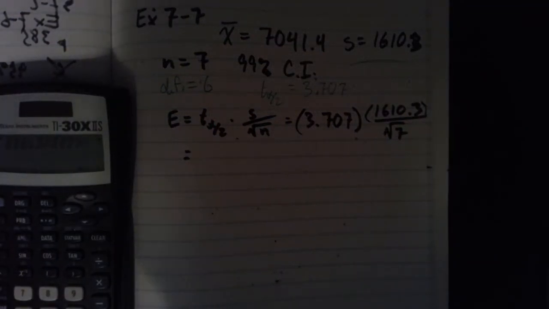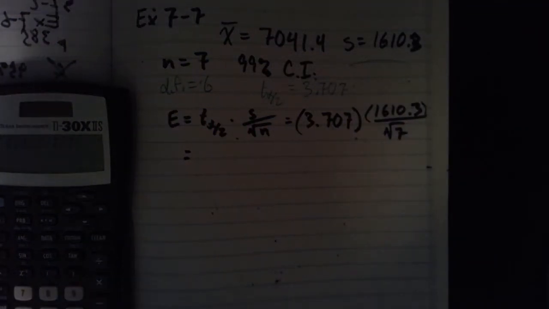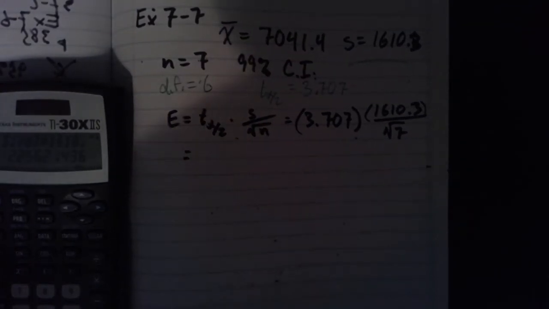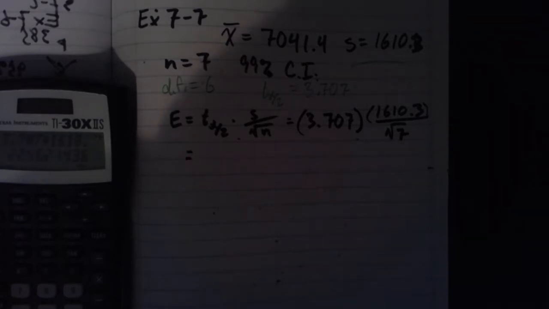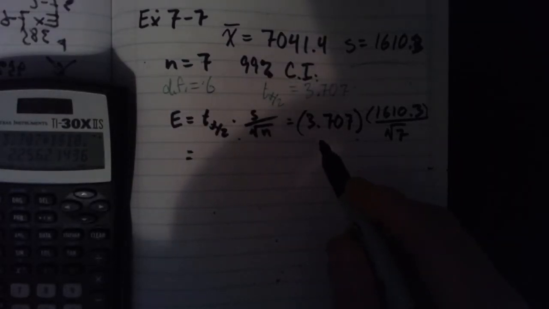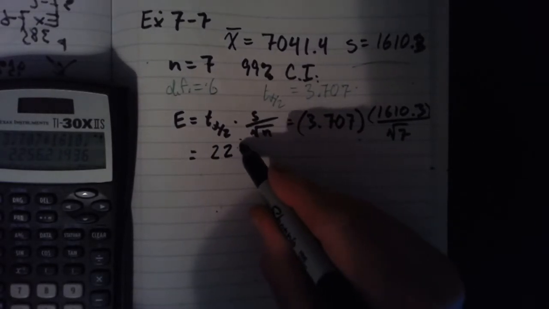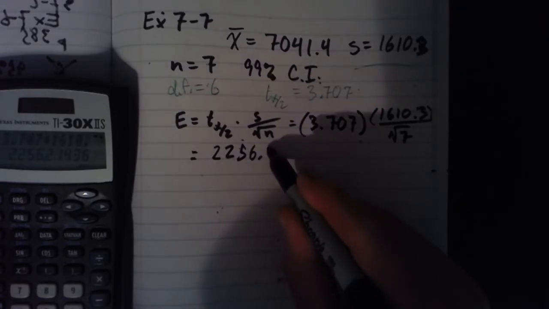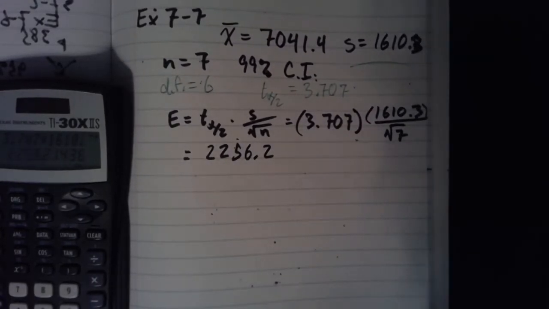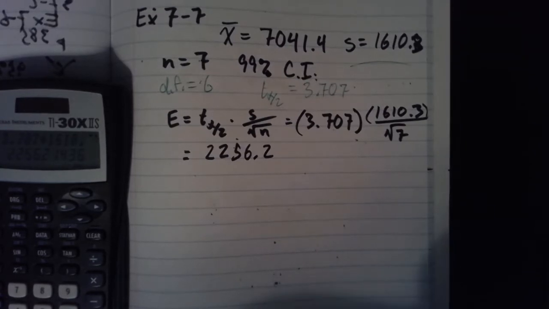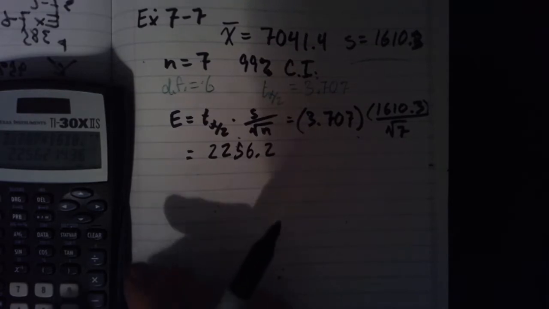And here, the calculator spits out 2,256.2. All right, so that's our margin of error, and we will add that on to x-bar, and then subtract that away from x-bar.